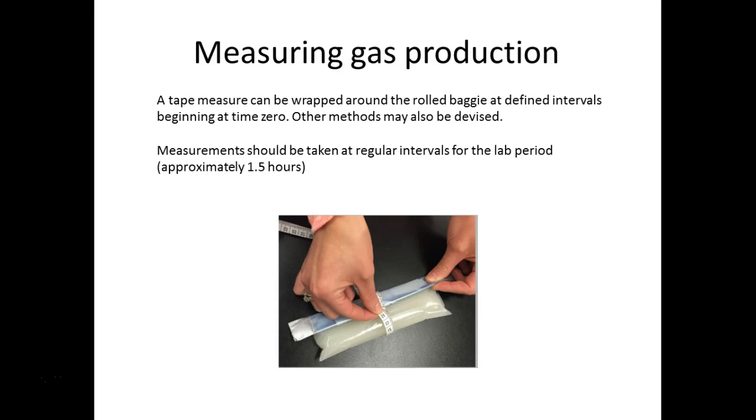It takes about 30 minutes to get everything set up. So once you have everything set up and on the heating pad, you can take measurements for an hour and a half. So every 10 minutes perhaps, or every 15 minutes, you want to take a measurement of the baggies. So get thinking.